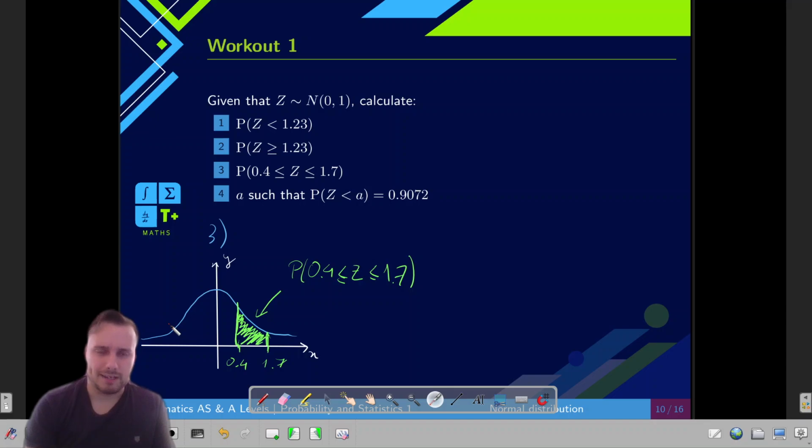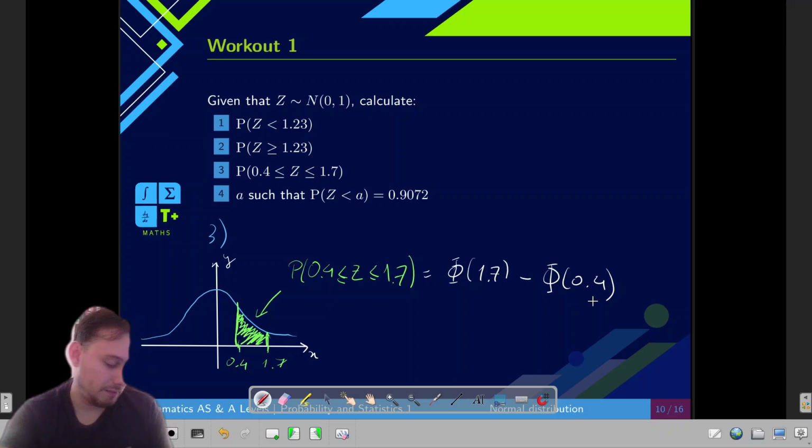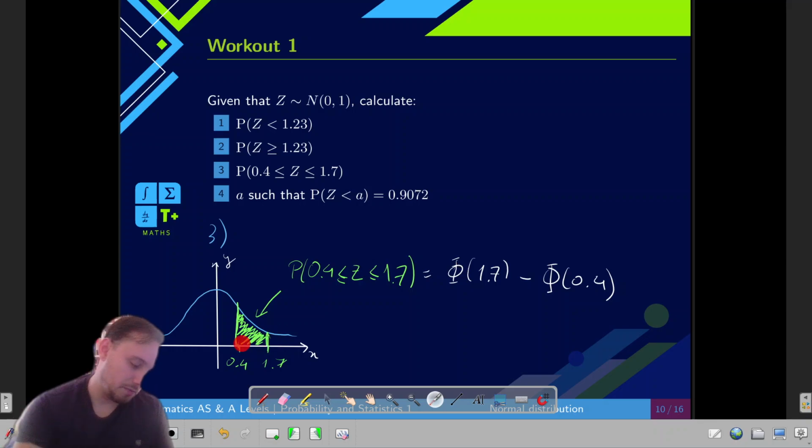But what is this part? This part is actually phi of 0.4. So essentially, this can be calculated as phi of 1.7 minus phi of 0.4. Because remember that phi of 1.7 was the area from this value backwards, all of this here, and then phi of 0.4 is this part that I don't want. So as I don't want it, I subtract it.